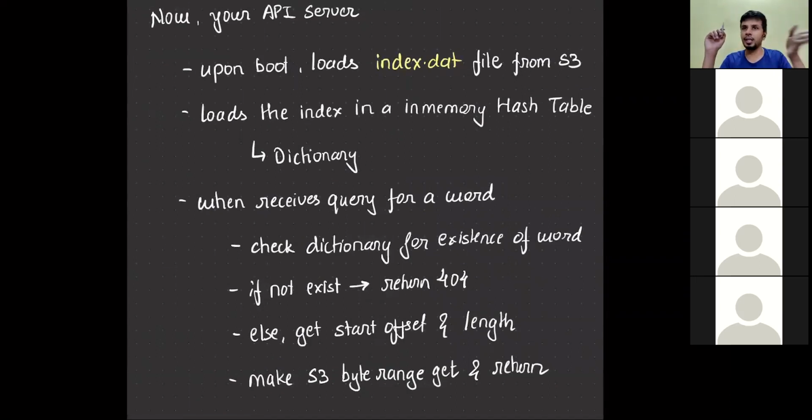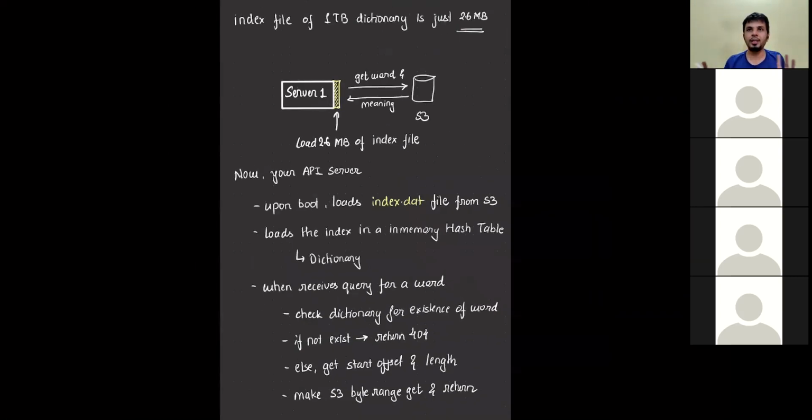If it does not exist, you directly return 404. But if it exists, you get the start offset and the length. You make a call to S3, get the data from that byte range, and you return it to the user. Okay. Any questions?